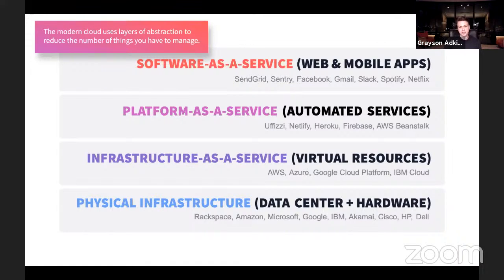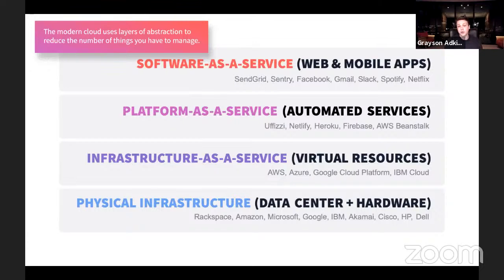This is examples of this for companies like ours: Uffizzi, Netlify, Heroku, Firebase, AWS Beanstalk. They're basically curating cloud services and presenting a more abstract version of what's underneath, which is the infrastructure. And then, of course, above that, you have SaaS or software as a service, which probably everyone on this call is familiar with as developers.